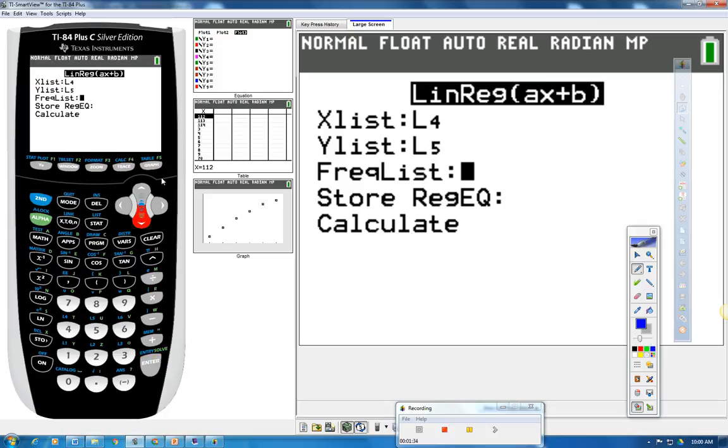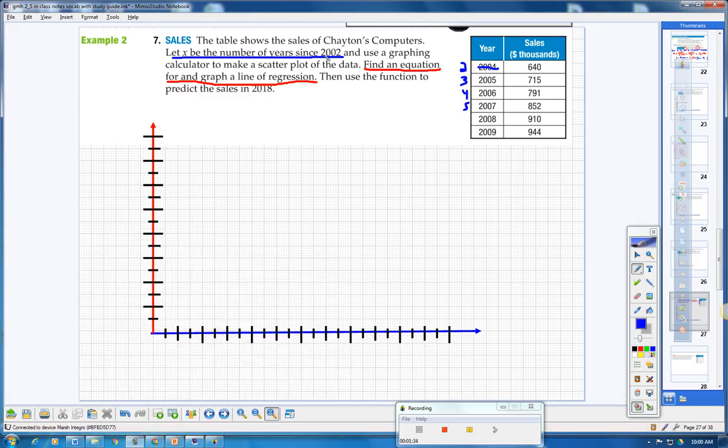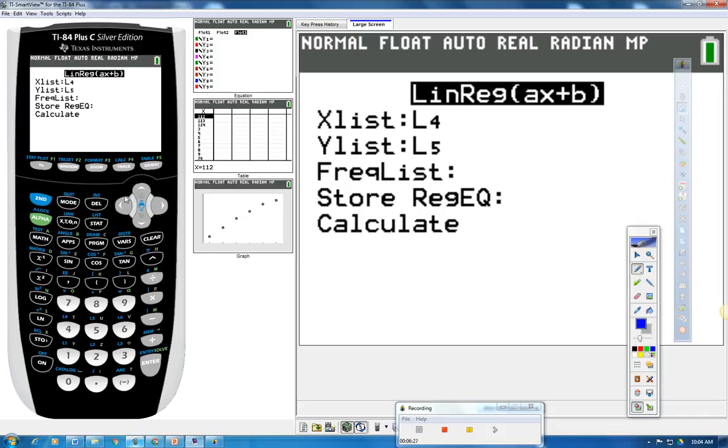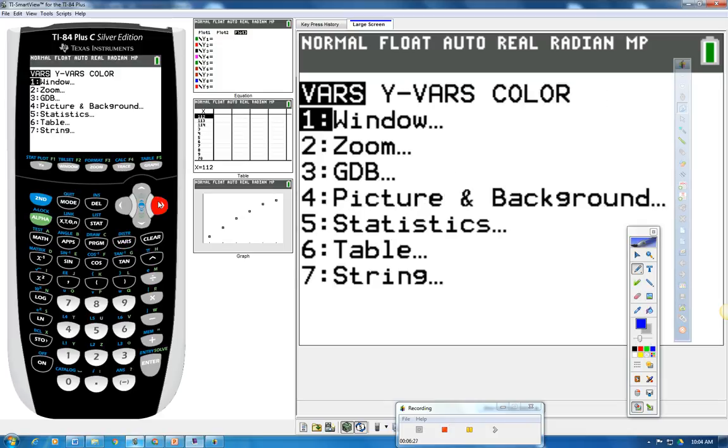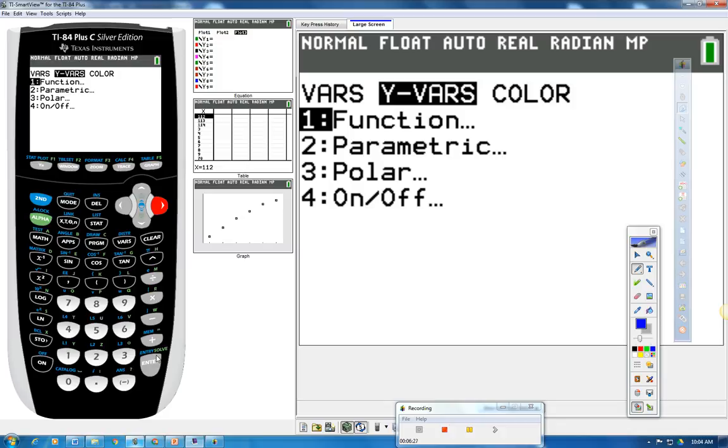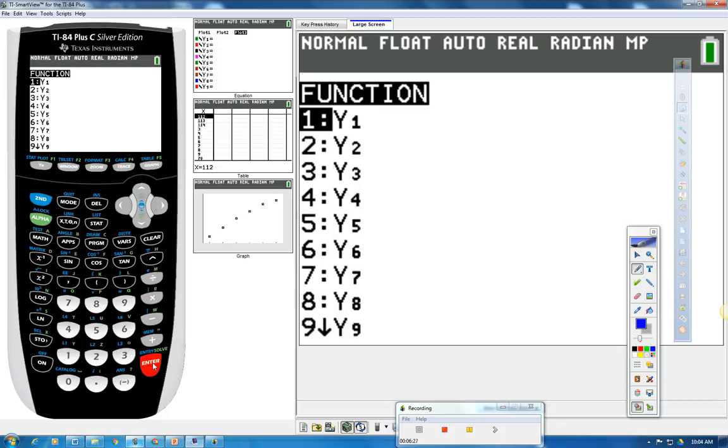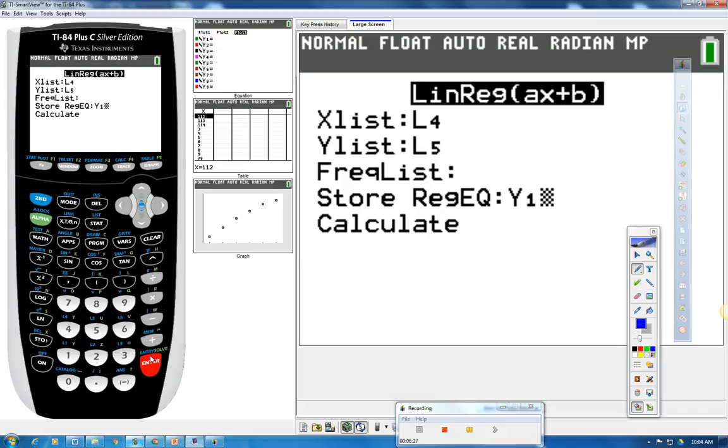I want to store my equation because I know I'm going to make a prediction. Because this does say that we want to use the function to predict the sales in 2018, I'm going to go ahead and enter my line, my regression equation, that's what that stands for, into Y1. I do that by hitting VARS, going over to Y-VARS. It's Y variables. I hit Function, okay, and I would hit enter on Y1 or wherever I wanted to put it. At that point, I go to calculate.